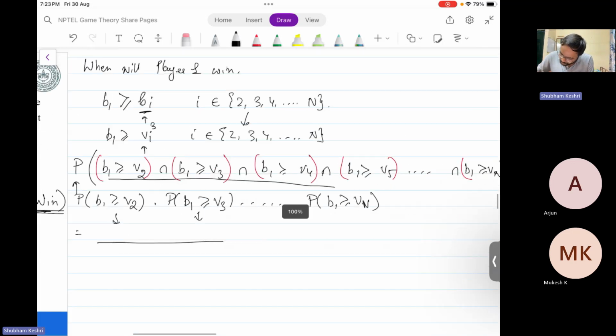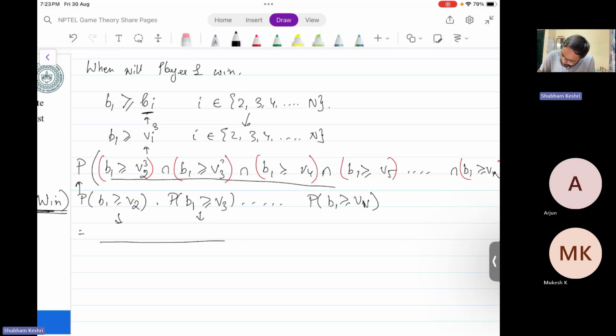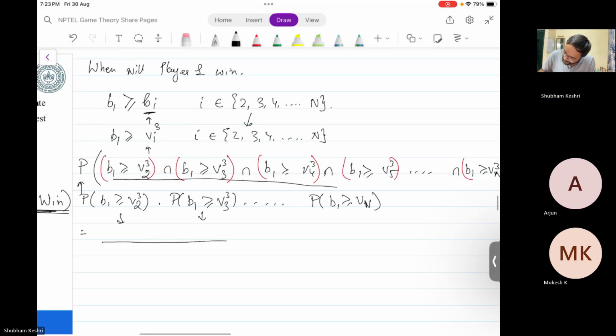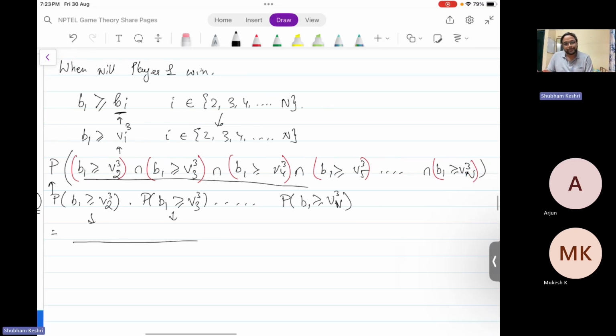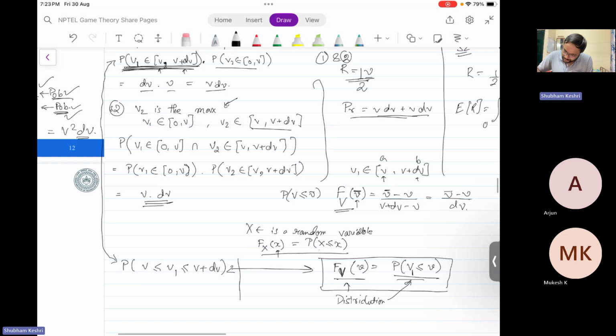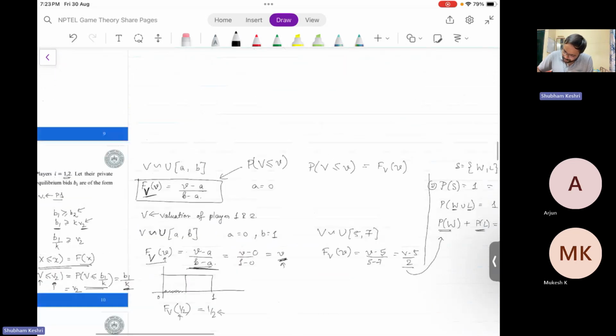It is not V2, sorry. It is V2 cubed, V3 cubed, Vn cubed. I'm sorry about that. Is this all right? Now you see probability B1 is greater than or equal to V2 cube times probability B1 is greater than or equal to V3 cube, and so on until probability B1 is greater than or equal to Vn cube. These probabilities are very similar to these probabilities.